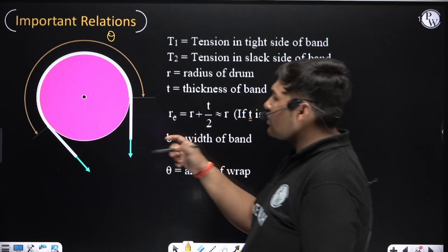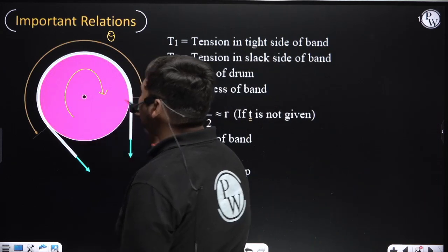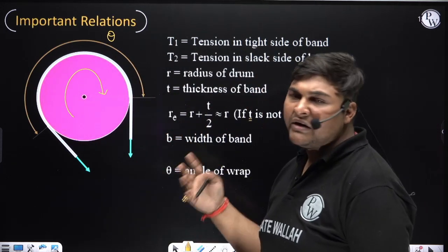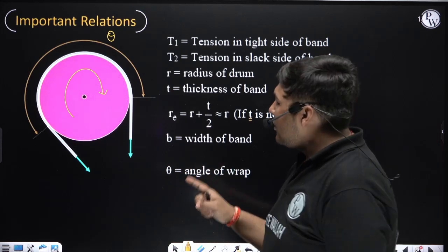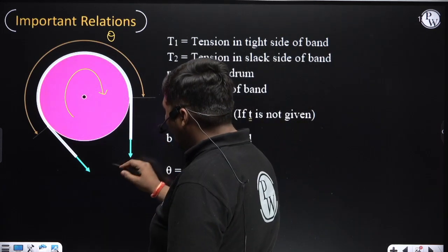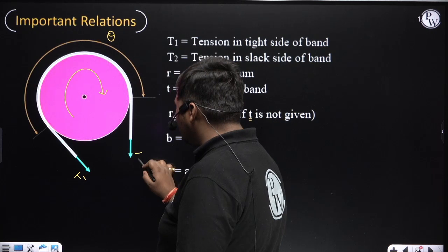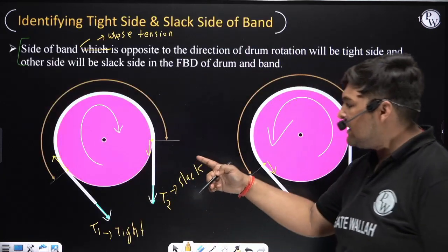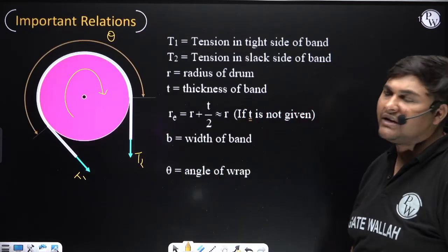If it is rotating clockwise, suppose it is rotating clockwise, the relation which I will write is valid for all, whether it is clockwise or anti-clockwise. For clockwise rotation, this side will be the tight side, this side will be the slack side. You can apply this method and find which side is the tight side and which side is the slack side.